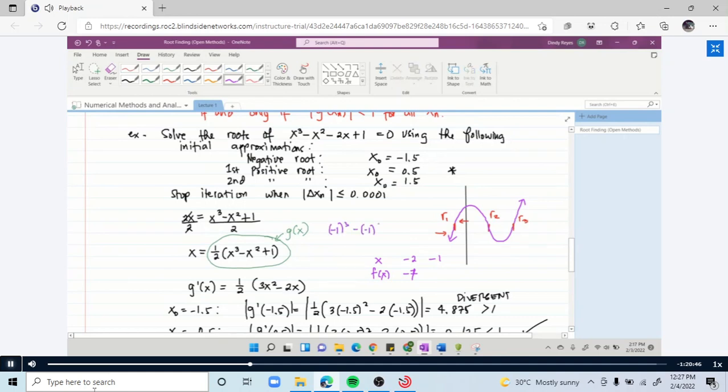Na kung x is negative 1, negative 1 cubed minus negative 1 squared minus 2 times negative 1 plus 1. So ito ay negative 1 minus 1 plus 2 plus 1. So ito ay negative 2, 0, 1 na lang to. So if you look at this, the sign of the function changed in between negative 2 and negative 1.